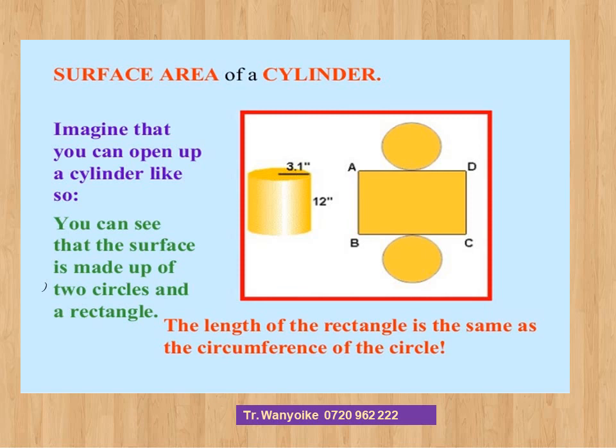That is in case the tin or the cylinder was closed. But if it was open on one side, then we only have the rectangle and one circle at the bottom. As you can see, the surface area is therefore made up of two circles and a rectangle. The length of the rectangle is usually the same as the circumference of the circle.